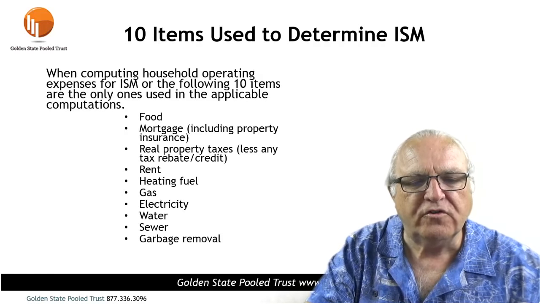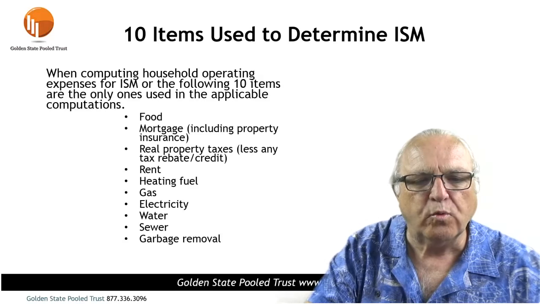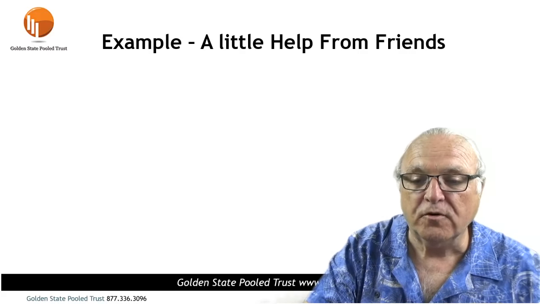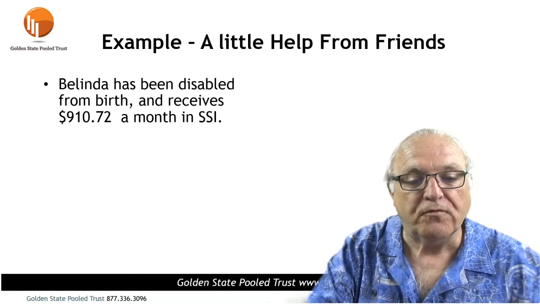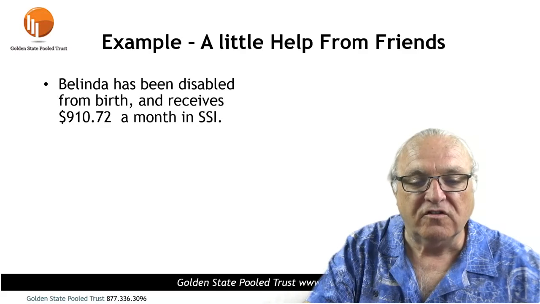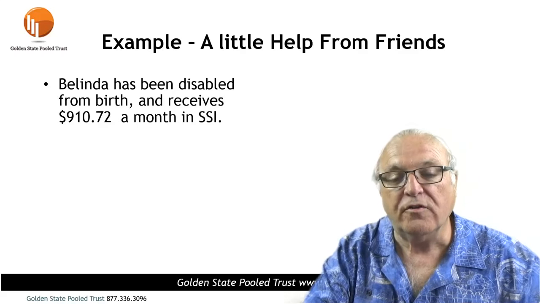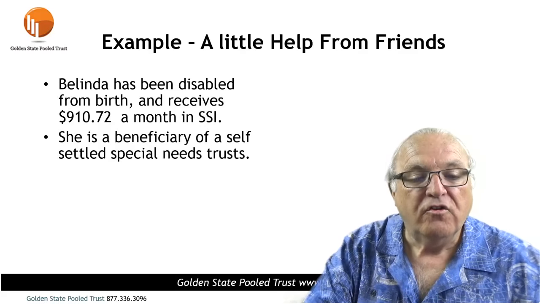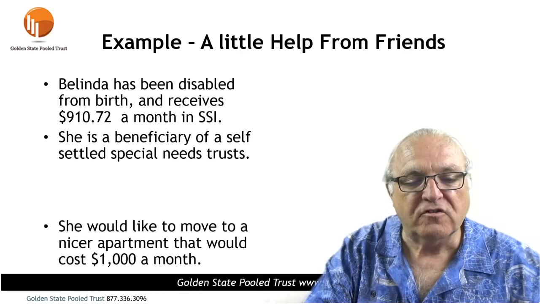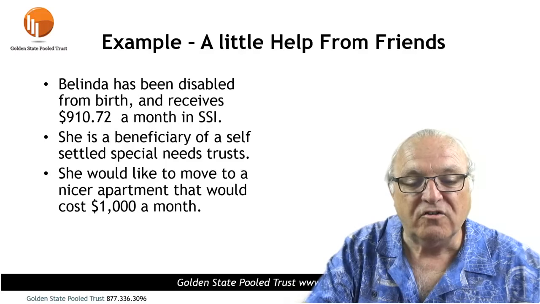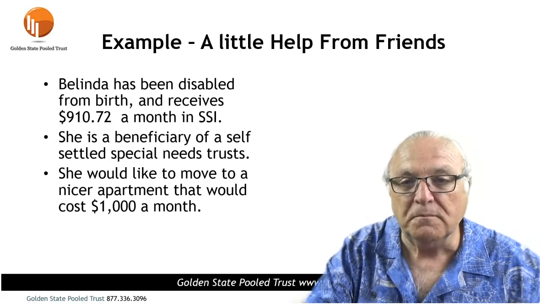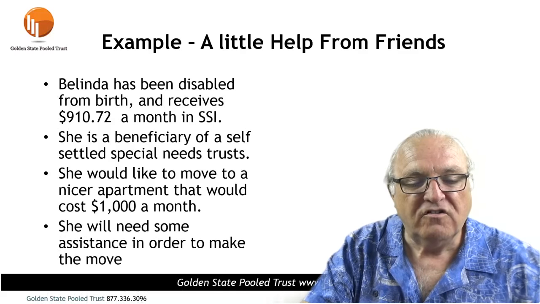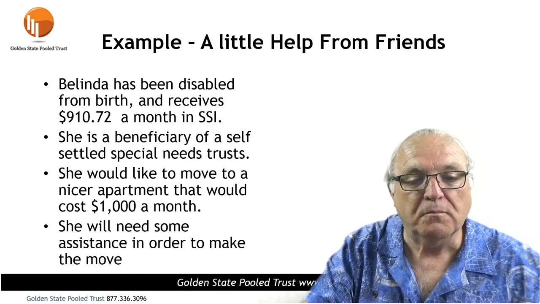This includes food, but it's actually only 9 that we're going to worry about in these examples. So here's the first example, which I call a little help from friends. Belinda has been disabled from birth and she receives $910.72. For those of you that are watching in other states, we're using the California numbers and we have a state supplement. She is a beneficiary of a self-settled special needs trust. She'd like to make a move to a nicer apartment that would cost $1,000 a month, which would be kind of hard to pay with $910.72. She's going to need some assistance in order to make the move.